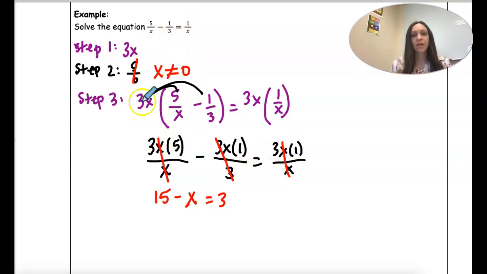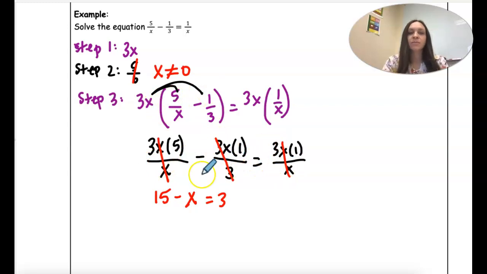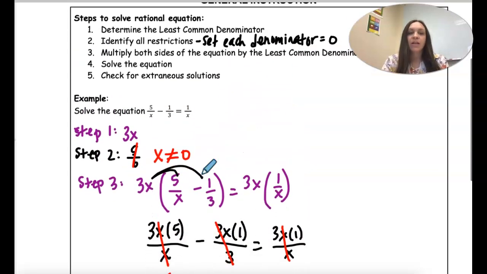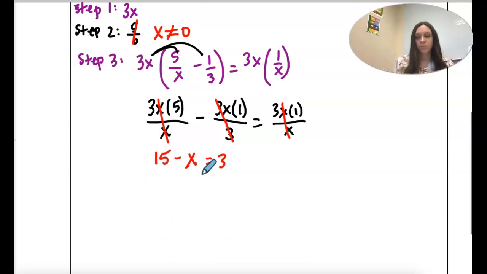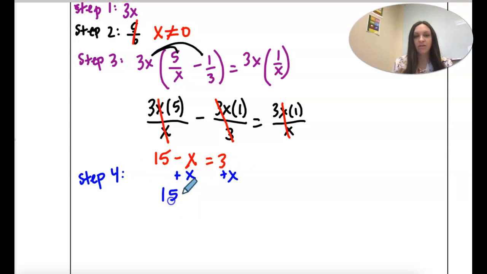So multiplying by the common denominator helps us get rid of the denominator. It gets rid of the fraction. That's why we do that. Alright, and then we solve. So step 4, we're going to solve. So I'm going to add the x to both sides and get rid of that negative. And then subtract the 3. So x equals 12.